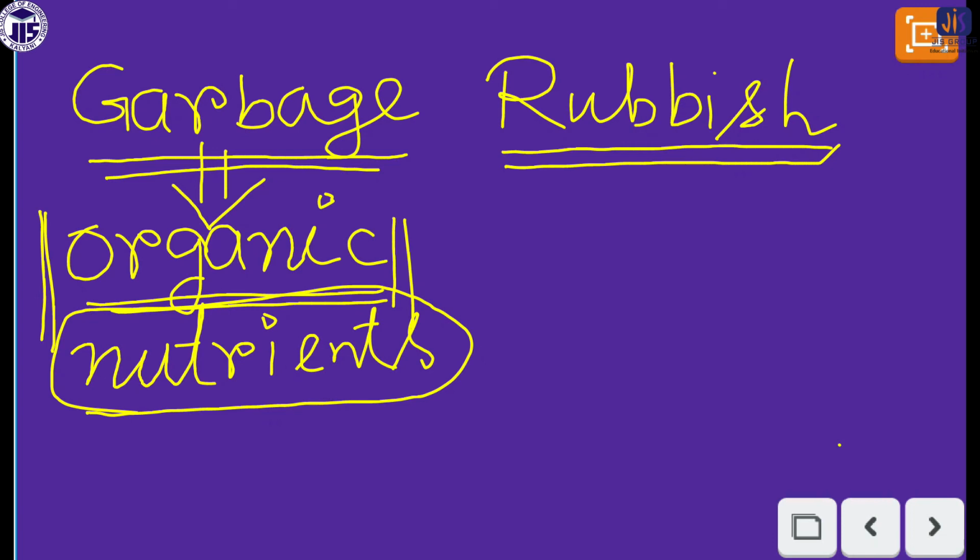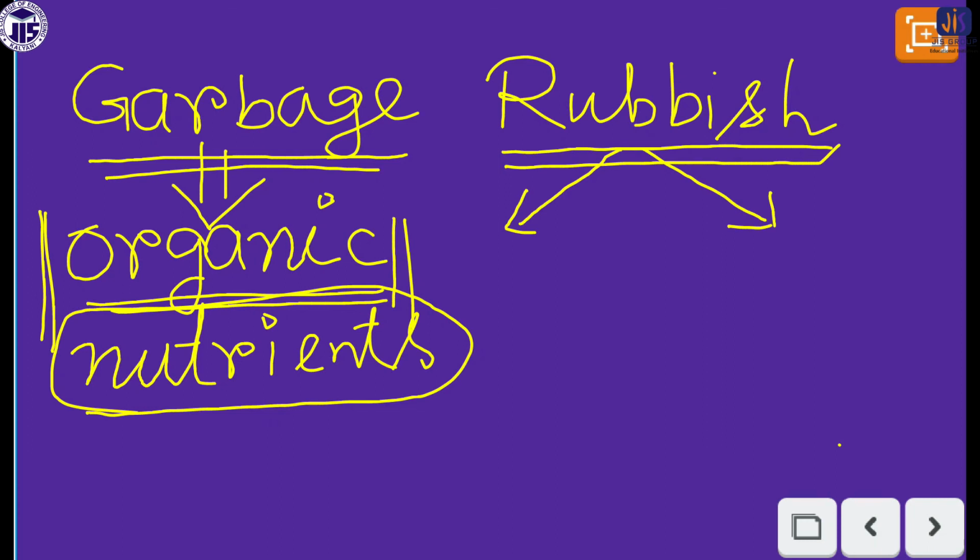Okay, now come to the point of the rubbish. What is the rubbish? Rubbish means mainly the inorganic or non-biodegradable materials. That means the commercial places from where the solid waste materials are generated, those are generally non-biodegradable materials. These non-biodegradable materials are again classified in two ways.